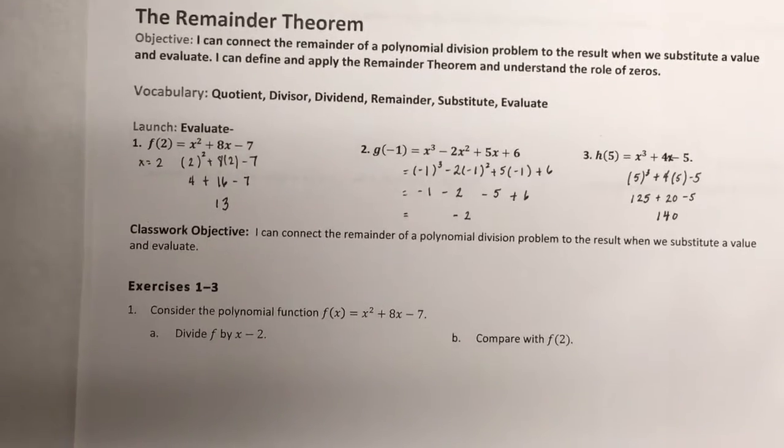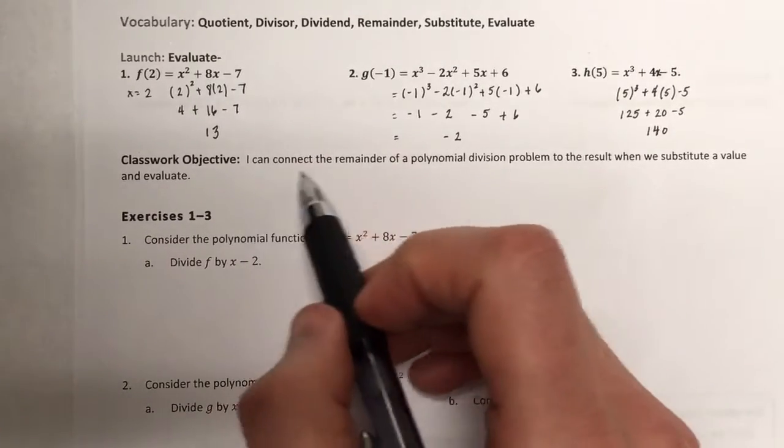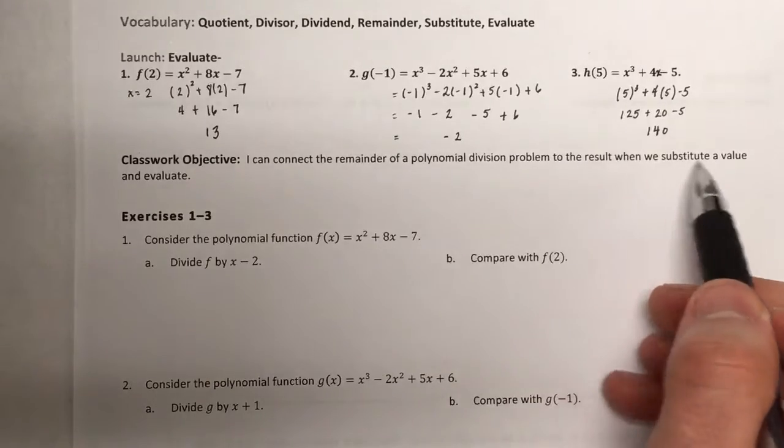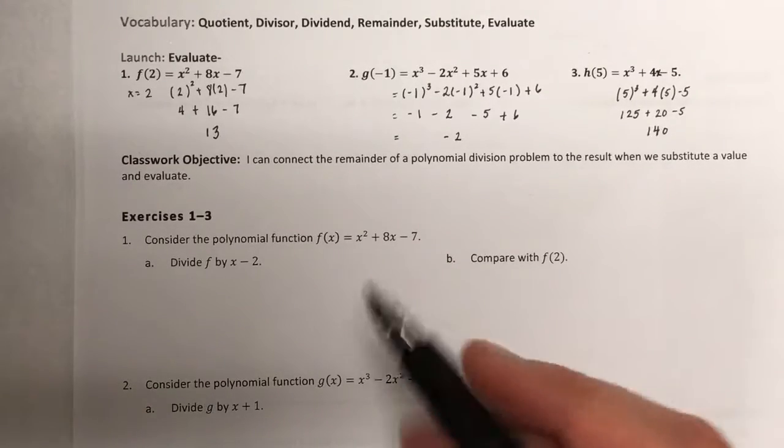And now we're going to get into the connection piece. So the classwork objective for this is I can connect the remainder of the polynomial division problem to the result when we substitute a value and evaluate. So you probably are wondering what that means. So we'll go through a couple examples and see if you can't put it together.